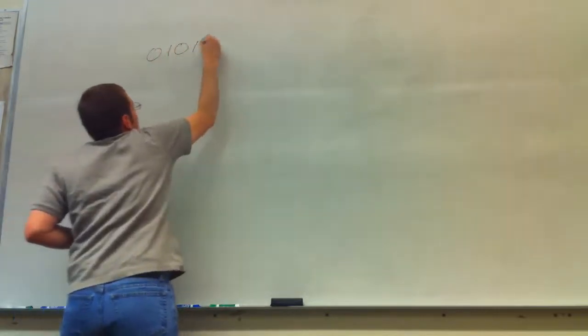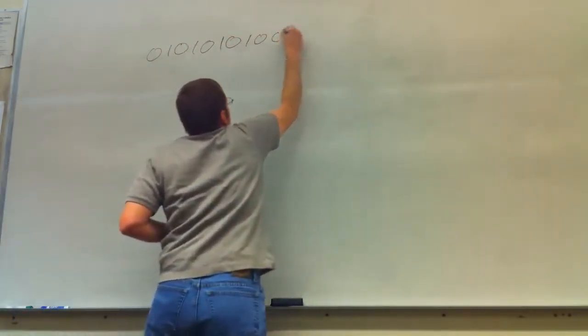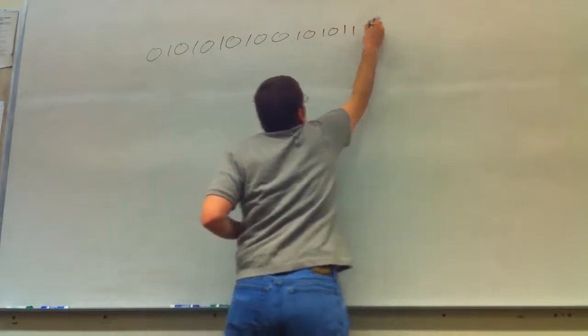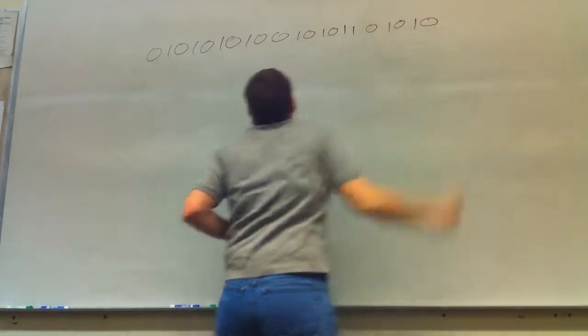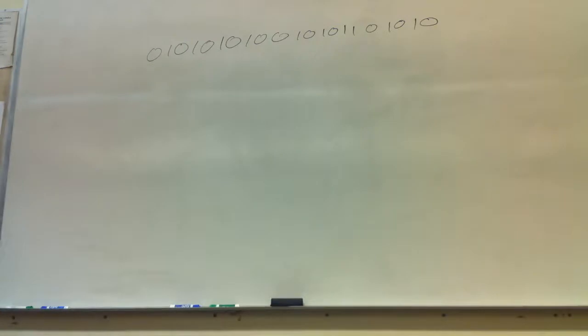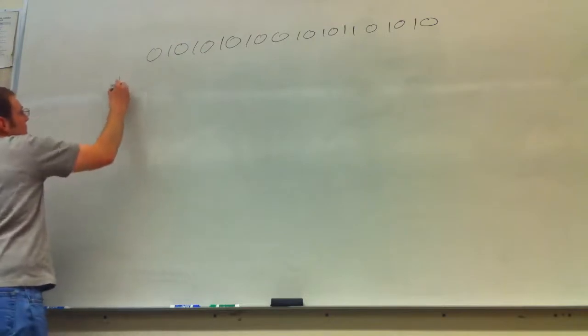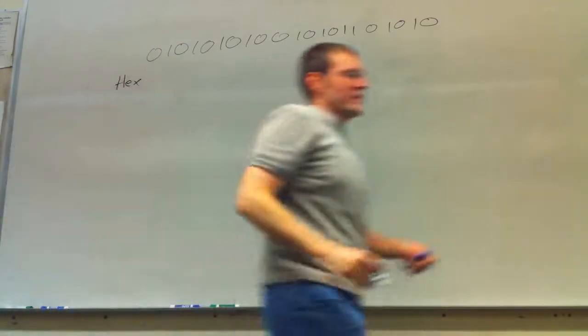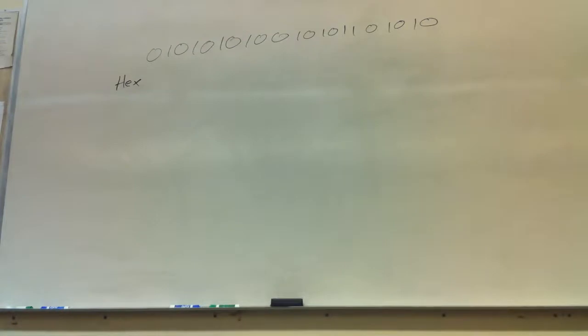So what if I did something like this? It's a really, really long number and really annoying to see, let alone write. If you're trying to copy this down in your notes, you might mess up on zeros or ones, so we need a better way to display this number. That's why we use the hexadecimal numbering system.